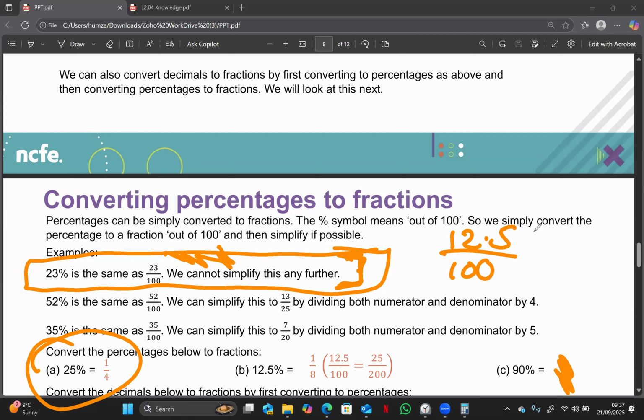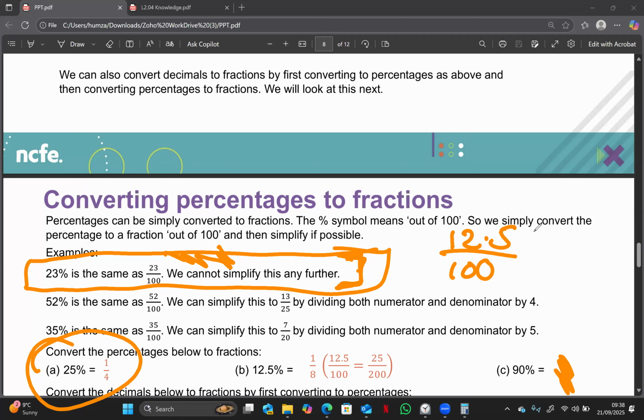Times 10, the top and the bottom. You can do that, but you can do a smaller number than 10, which will make it easier for you. No, I'm stuck. Be honest. What is 12.5 times 2? What is that? 12 times 2. What's the answer? 25. Exactly. Is that a whole number, 25?